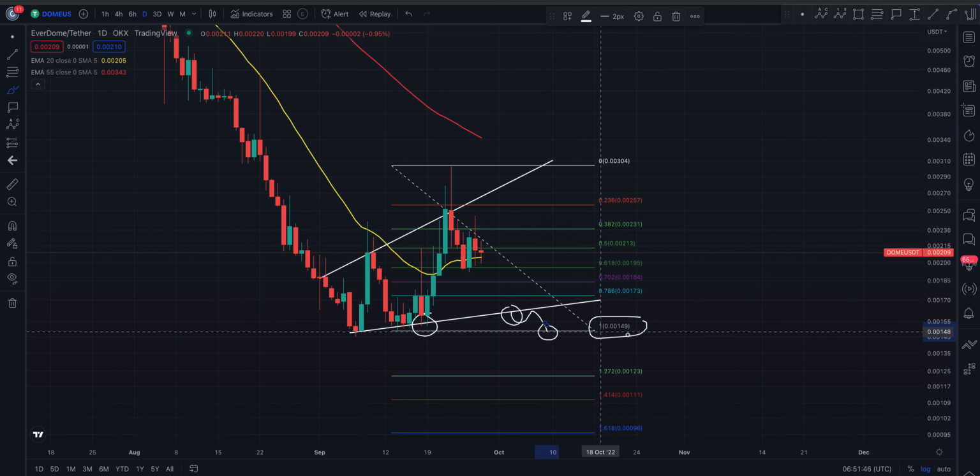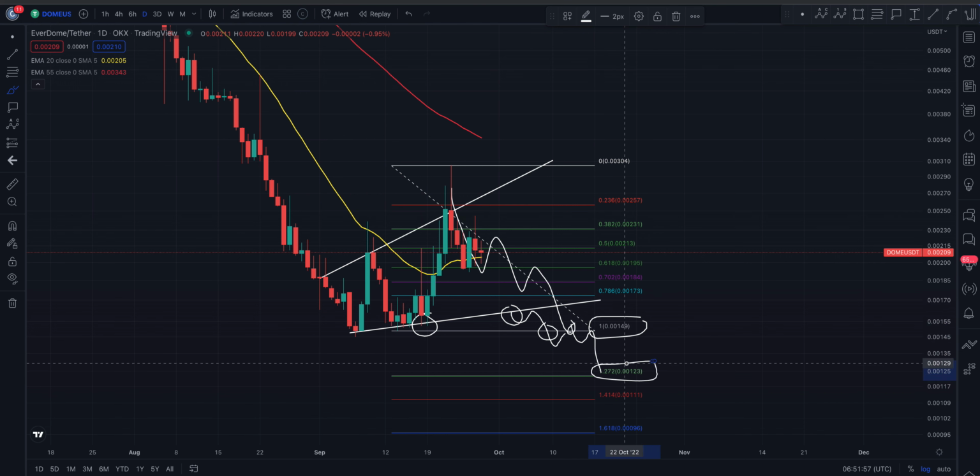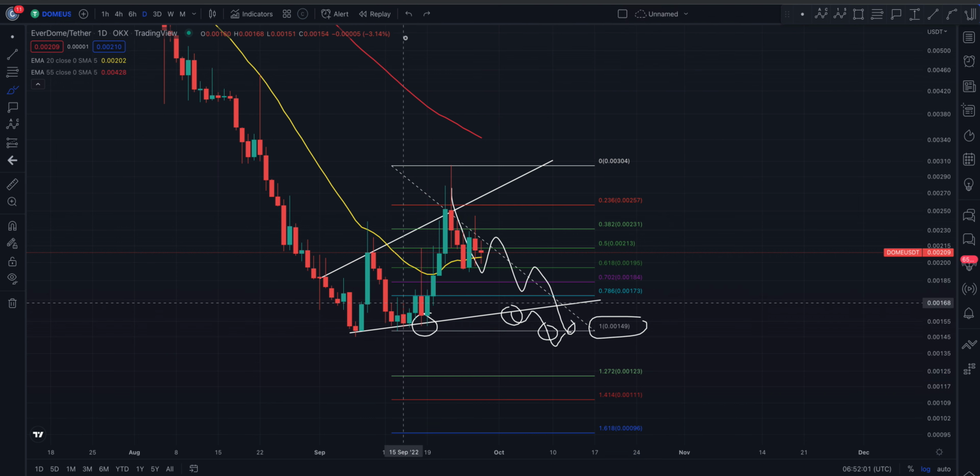If we lose this one fib here, okay guys, it gets very negative. If we start doing something like this, where you come down between the EMAs and you start to lose this one fib, hitting your head on it as resistance, for me the minimum target is down here at 0.00123.